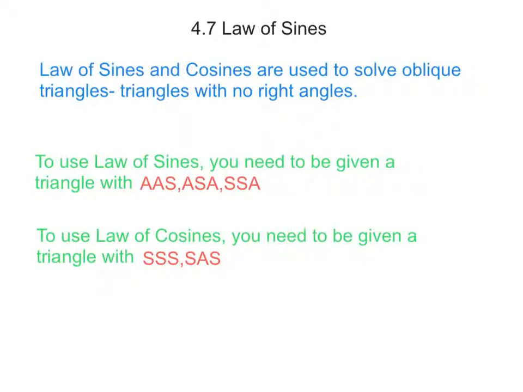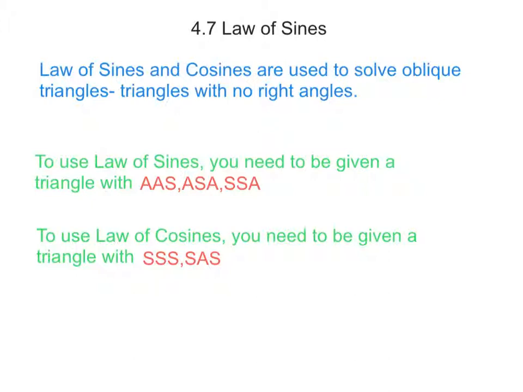4.7 Law of Sines. Law of sines and cosines are used to solve oblique triangles, triangles that have no right angles. To use the law of sines, you have to be given triangles with angle, angle, side, that's two angles with a side on the outside, or angle, side, angle, which is two angles with a side in the middle, or side, side, angle, which is two sides and an angle on the outside.